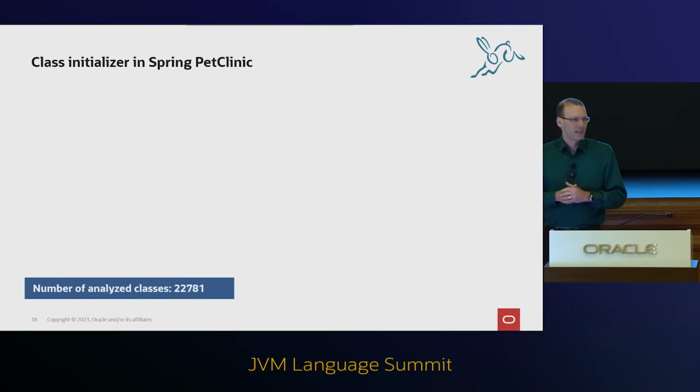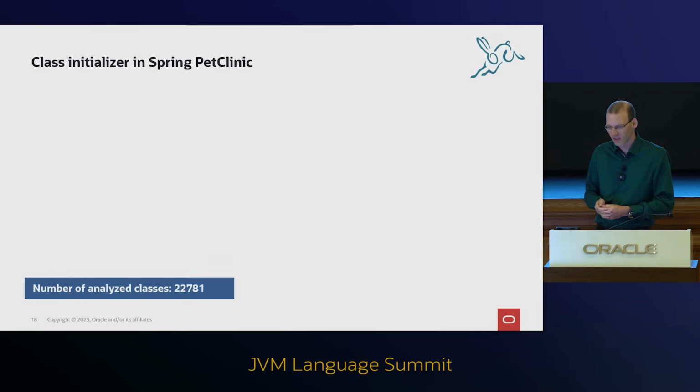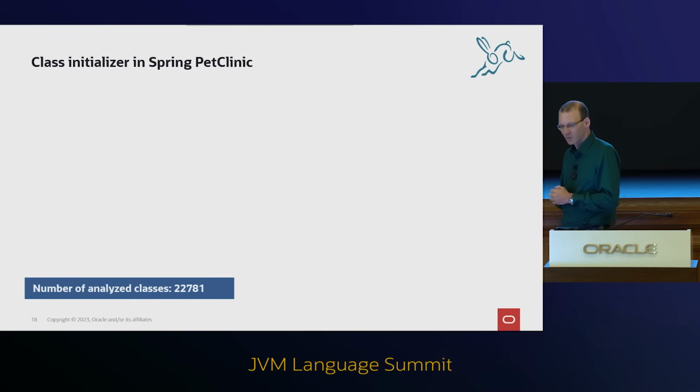One thing I need to say is that, as part of GraalVM native image, we always force eager initialization of a good number of classes in the java.base module. So this analysis does not cover the core JDK classes, but it covers everything in the user code running on top of the JDK. In total, there are 22,700 classes that get analyzed.